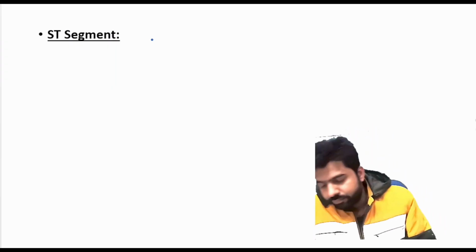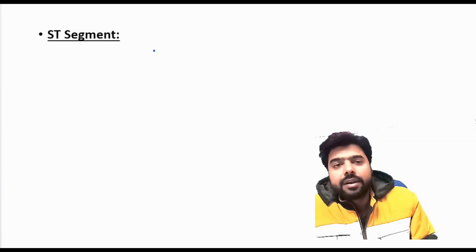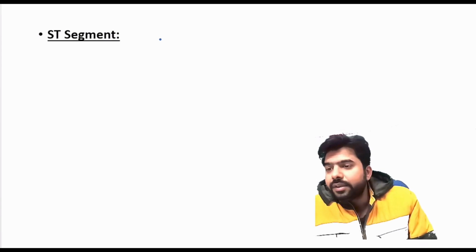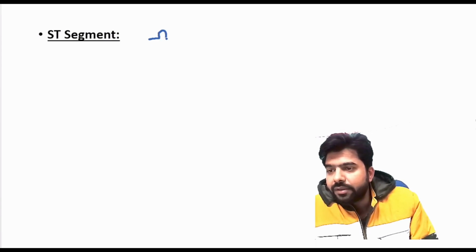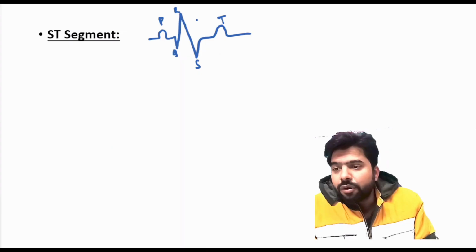Now ST segment. Similar to the PR segment, in the ST segment there is also no current flow, and these are also isoelectric points and straight lines. So this is the P wave, this is Q wave, this is R, this is S, and this is T wave. This is P, Q, R, S, and T wave. So this ST segment forms after the onset of QRS complex and before T wave.